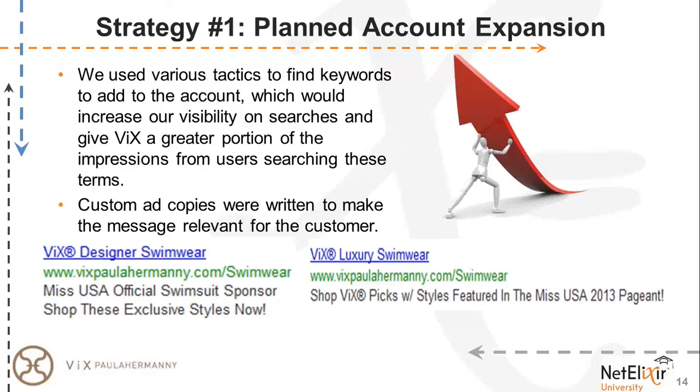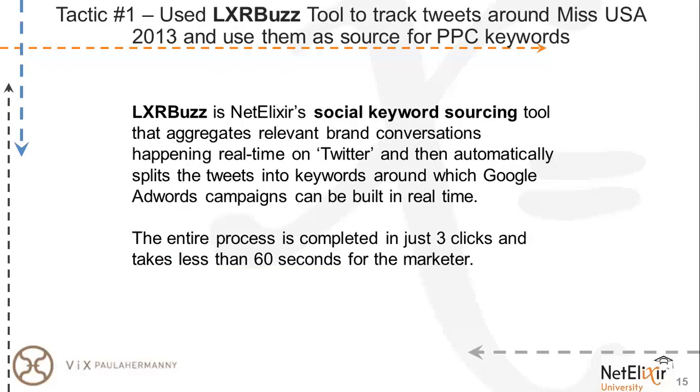For these ad copies, even a simple thing like "Shop these exclusive styles now!" followed by an exclamation mark, just adding this exclamation mark increases the click-through rates by 7%. So seemingly small things can have a pretty significant impact, and the team had to ensure that all the ad copies were in line with the overall ad copy benchmarks that we had created.